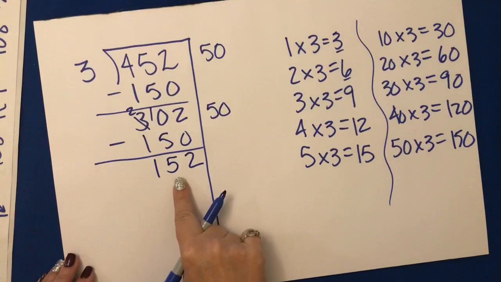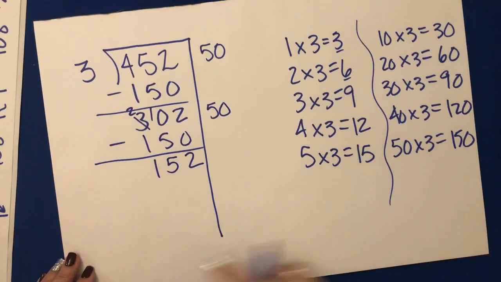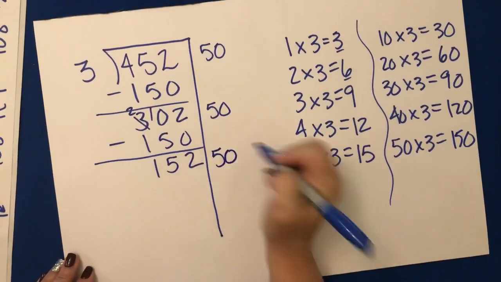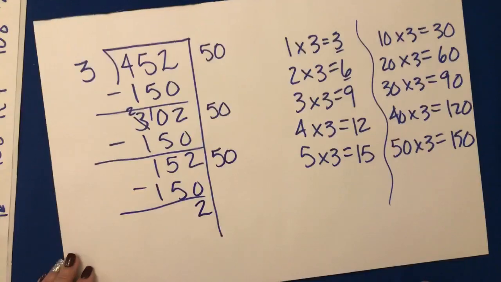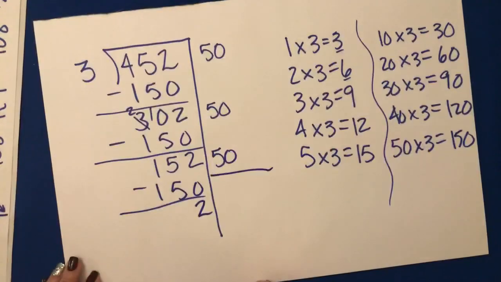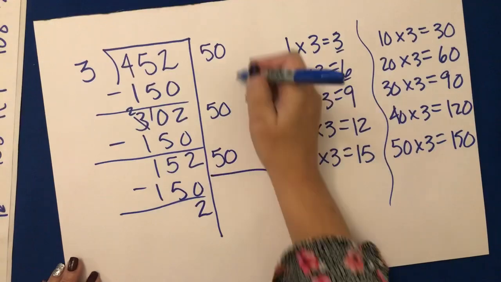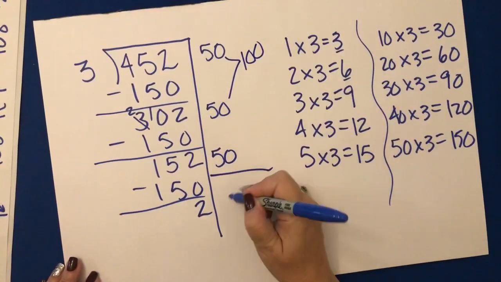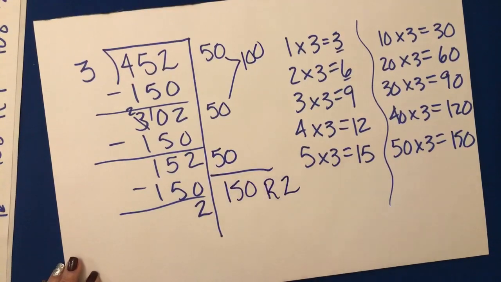Now look at that. I'm pretty close here. I can take one more group of 50. Okay, and now I'm down to a remainder of 2. That's less than my divisor, so I'm done dividing. And now all we have to do is add these up. So 50 and 50, that makes 100, plus 50 more. We have 150 with a remainder of 2.